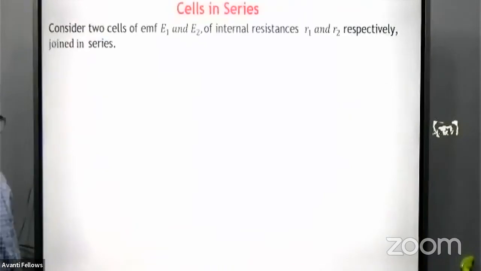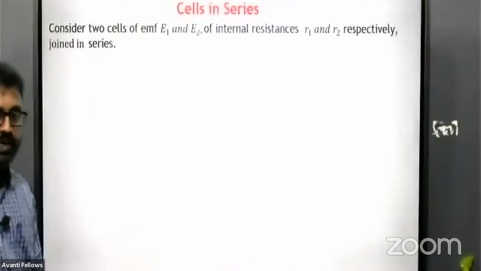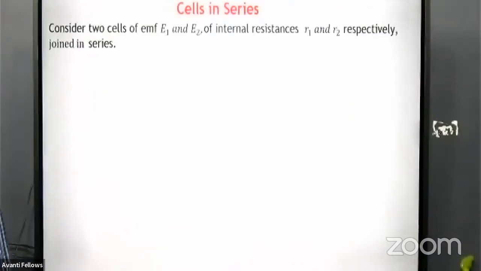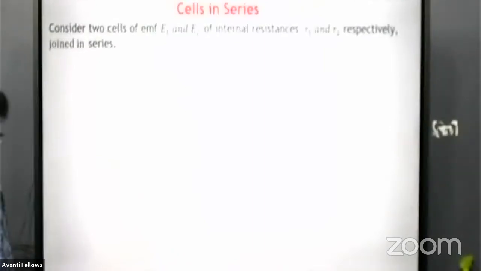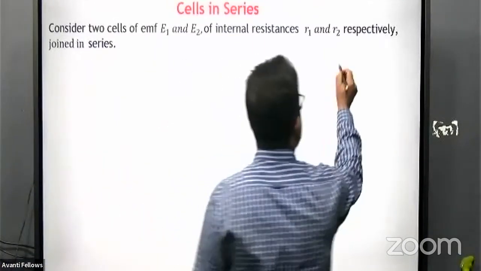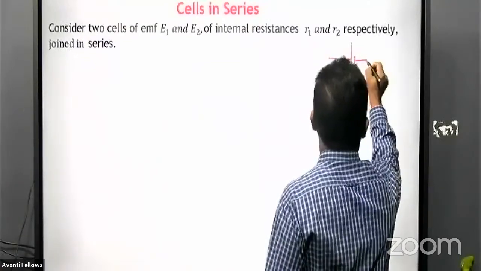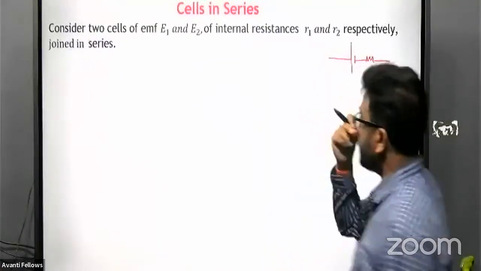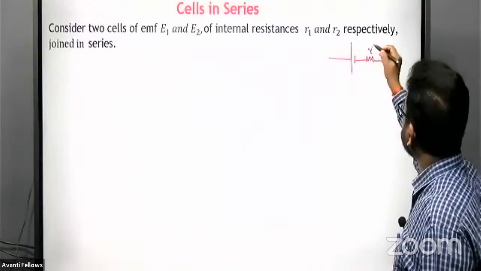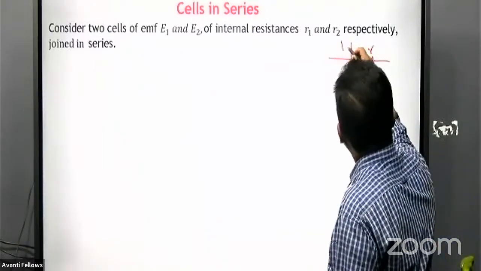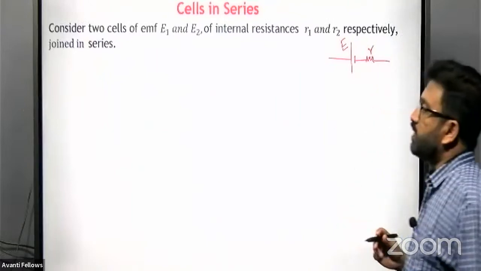Now, combination of cells. Cells can be combined in two ways. One is in series and the second one is parallel. Each cell is associated with an internal resistance. Always there will be an internal resistance for a cell, and internal resistance is represented by small r. The EMF of the cell is represented by capital E.